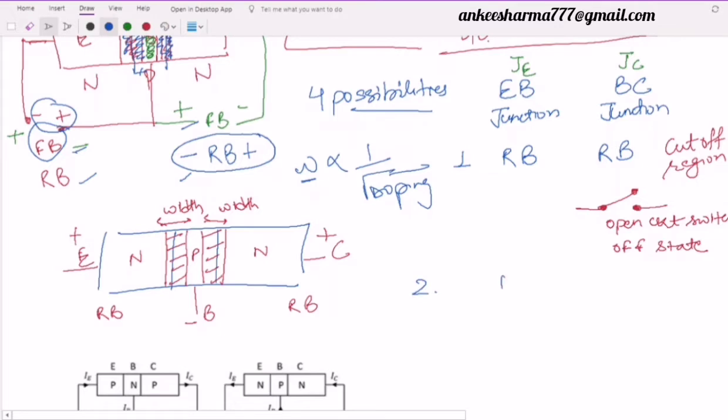The second case, what we are doing here, we are forward biasing both my junctions. So when I do the forward biasing, what will happen? Here N will be connected with the negative, P with the positive, and again over negative and positive. So this will be the case of my forward bias. Due to the forward biasing of emitter and the base, can I say now my width will decrease, and over here also my width will decrease because of the forward biasing.